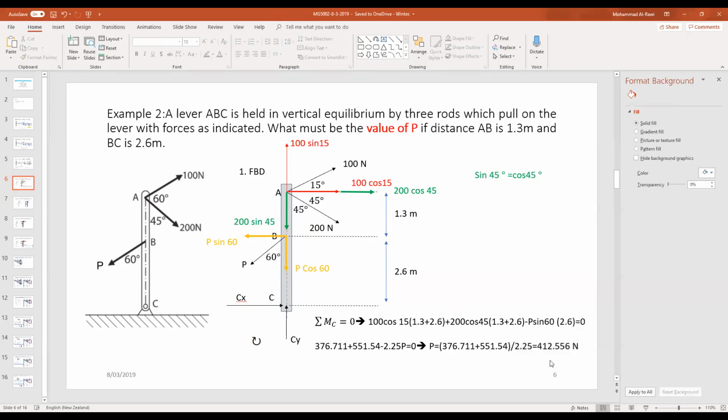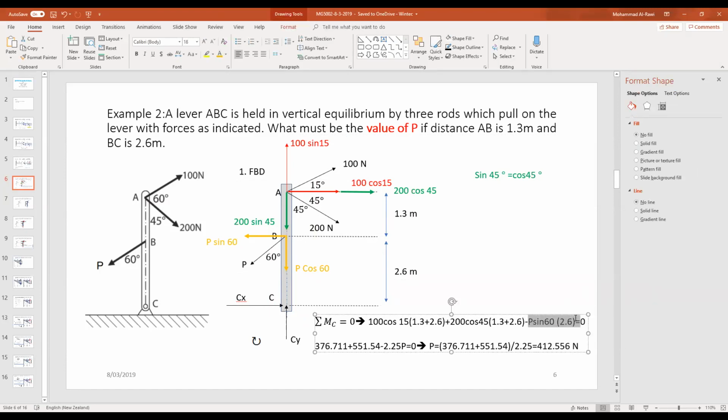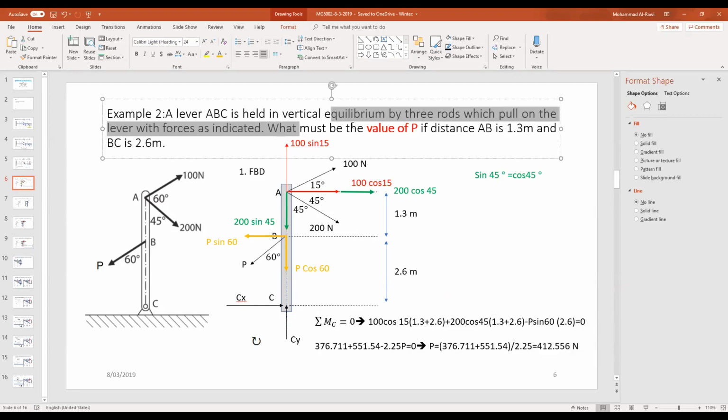It's 412.556 newtons. Now, why do I say it's newtons? Because remember, we're not finding the moment. The moment is that value times 2.6. If I multiply that by 2.6, that will give me the moment. But no, what we're finding is the force, the value of P. As you see, P is a vertical equilibrium of 3 rods which pull on the lever. So that's one of the forces trying to pull the lever.